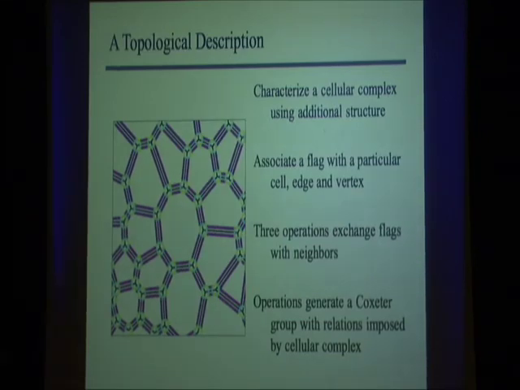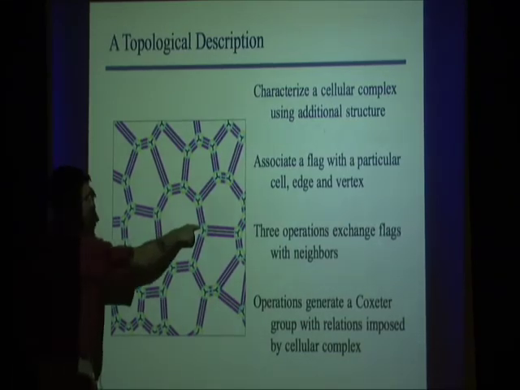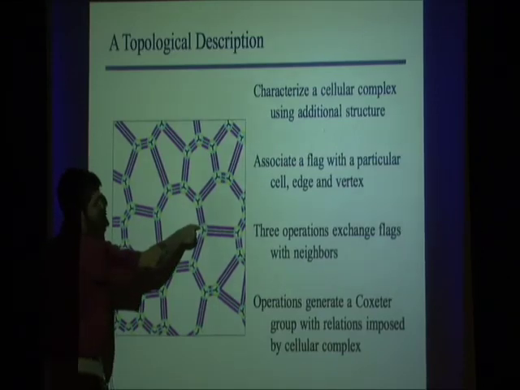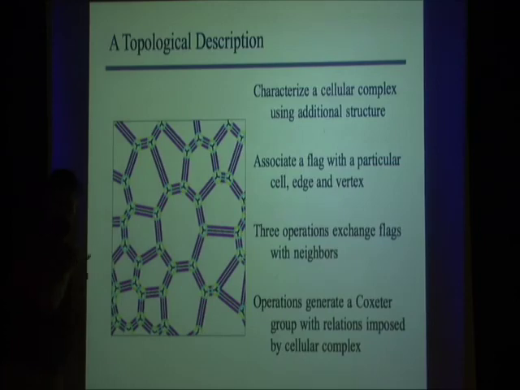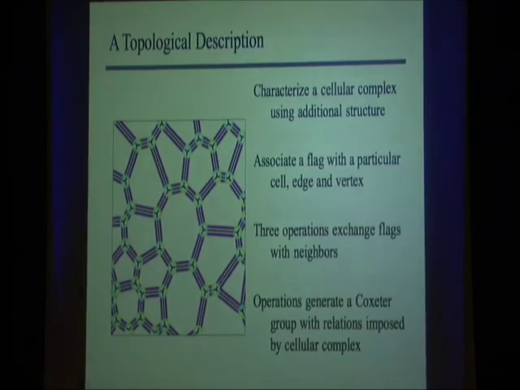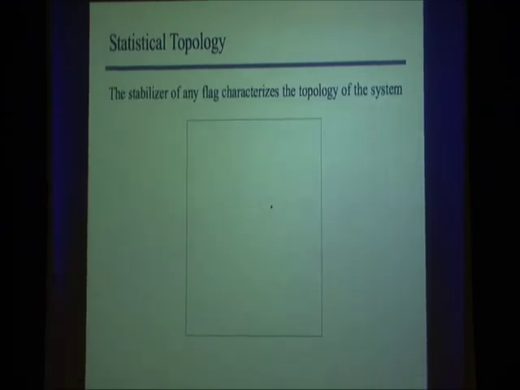What's important is that we can pick some base flag, and then we can start asking questions about the stabilizer. We look at the elements of this which return that base flag to itself, and that will tell us something about the structure. In fact, I claim that that completely characterizes the topology of the system. If you pick a base flag and you know the stabilizer, you know everything about the topology, and I'm going to prove that to you by this series of images.